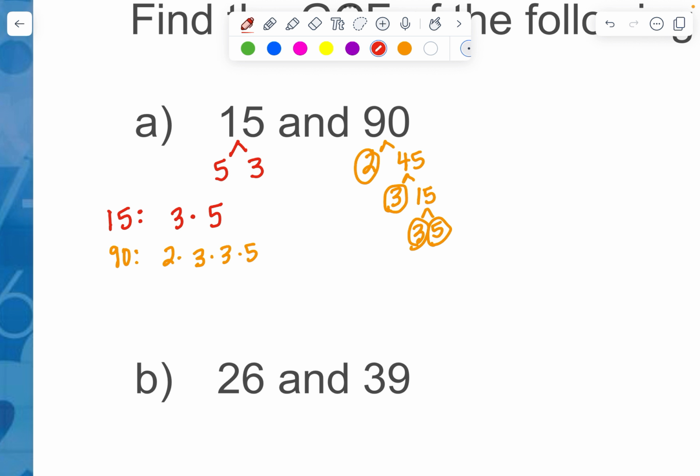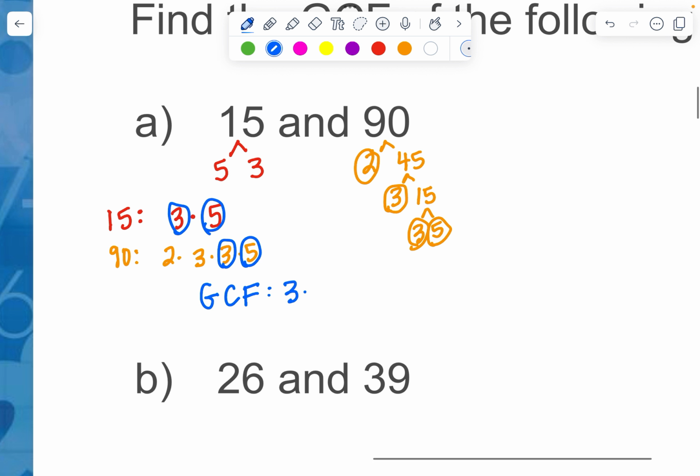So I want to take out anything that's common, and it looks like both a 3 and a 5 are common. So our greatest common factor then is 3 times 5, which is 15.